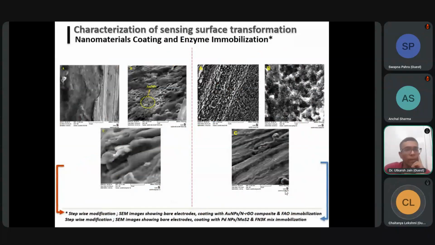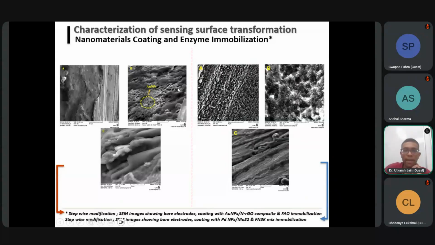So when we perform the nanomaterial coating, as I told you, each step we need to characterize through certain approaches. SAM is one of them, where we need to verify whether the coating of the nanomaterials or the biomolecules has been done or not.